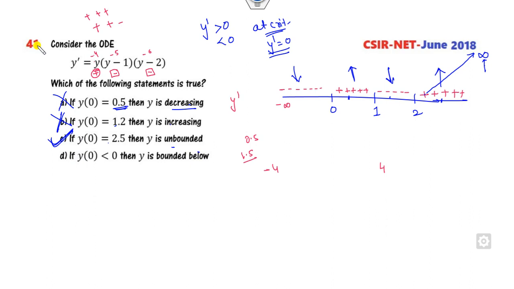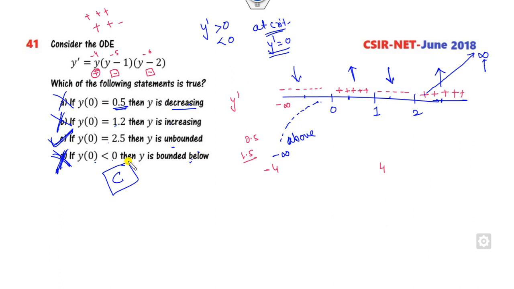Y less than 0, so for any number here, it's decreasing. So that means the graph is here. So what is bounded above? It is bounded above. But they are talking about bounded below. The lower limit is minus infinity. So that is also not the correct answer. So the right answer is C, it is the correct option.